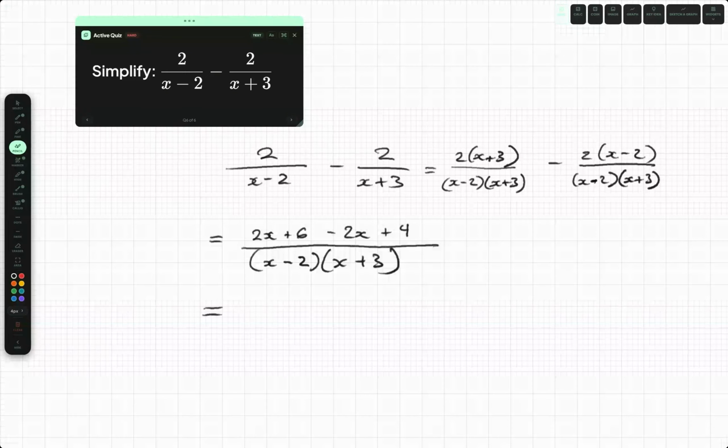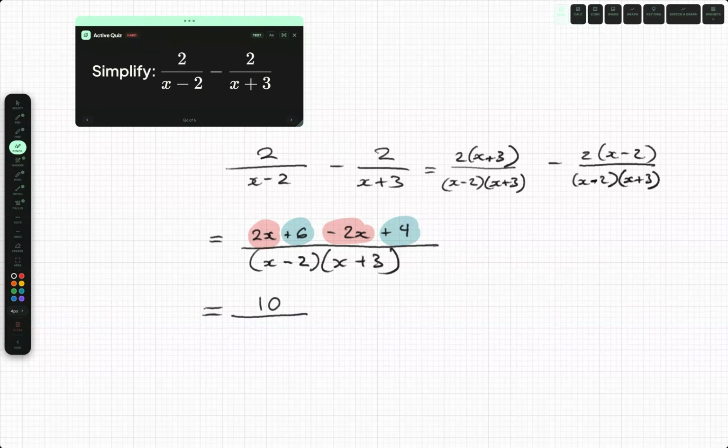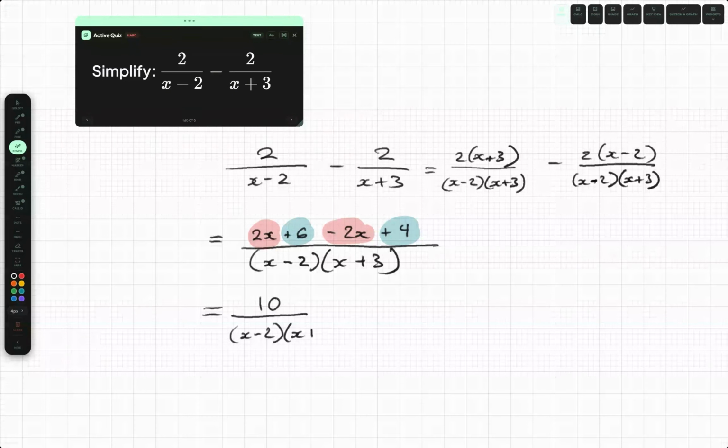Now that that's done, let's just add our like terms together. So we have our x values, and we have our constant values. Okay, x values, 2x minus 2x is just 0, and then 6 plus 4 is 10. So 10 over x minus 2, x plus 3.